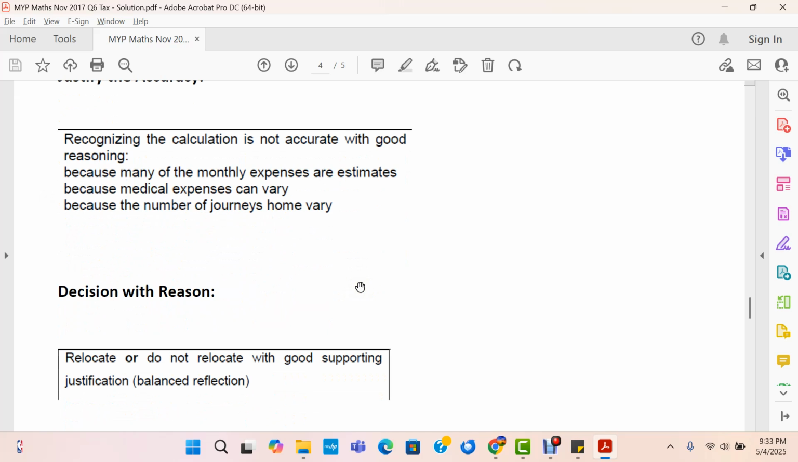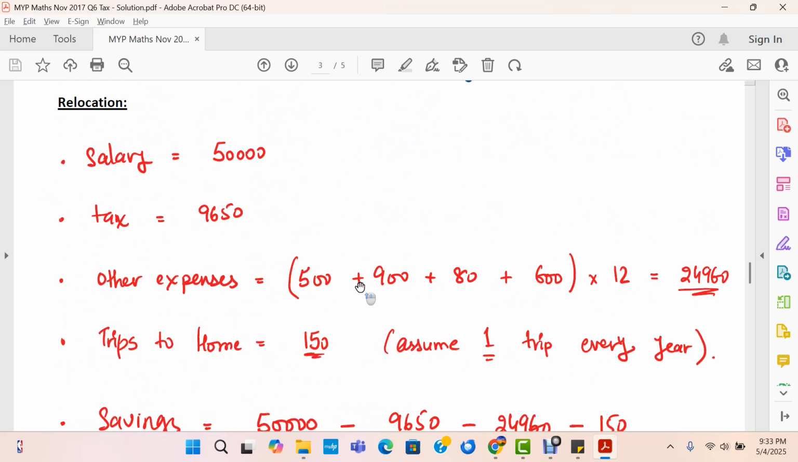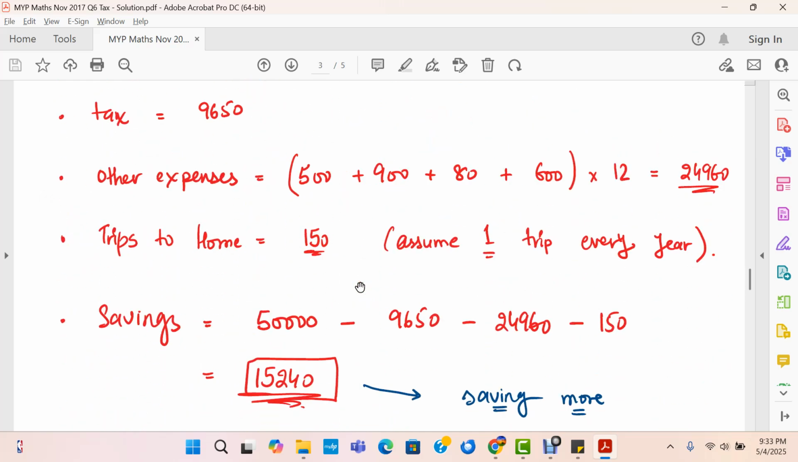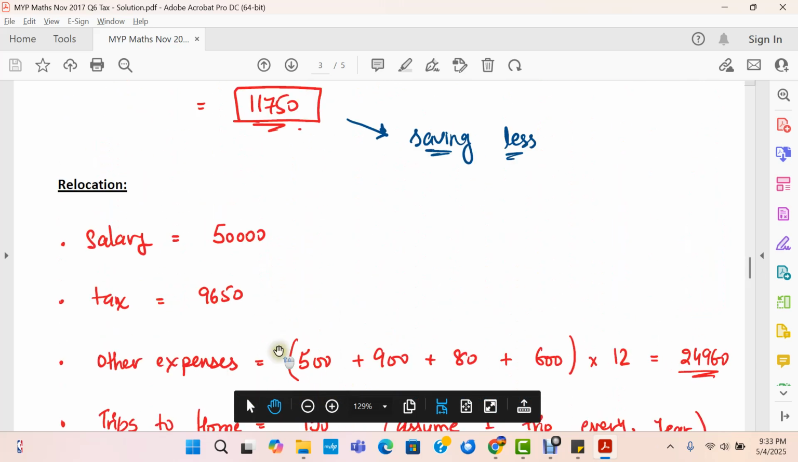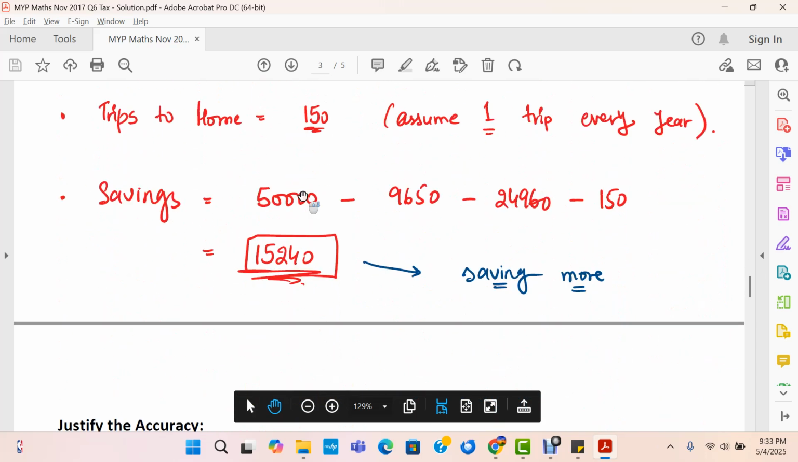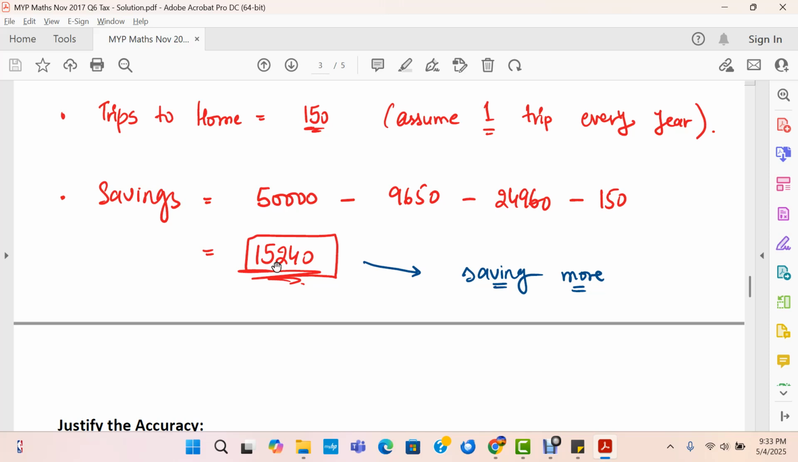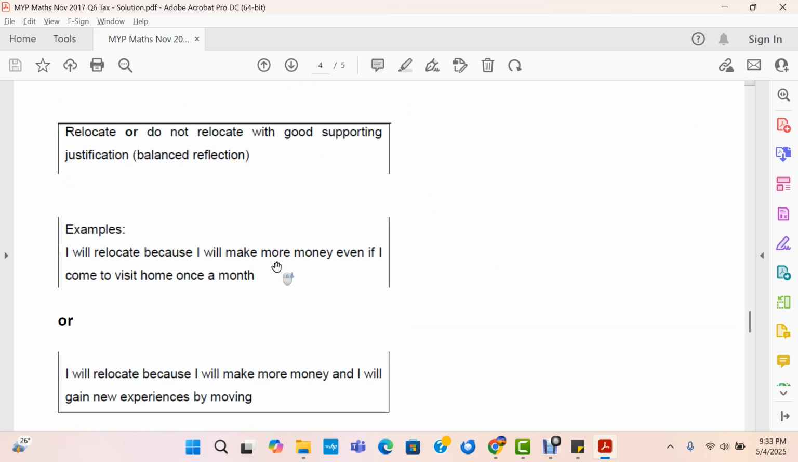Make your decision to relocate or not relocate with a reason. All right, let's look at the answers. I will relocate because I will end up saving how much more? Subtract both of these answers and mention that you're going to save almost 400 euros or something more in a year if you relocate.